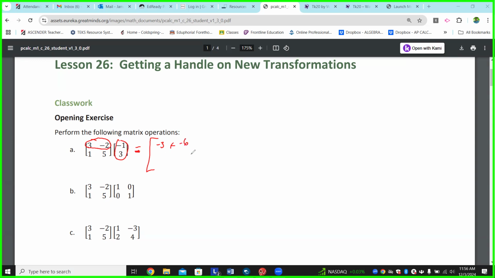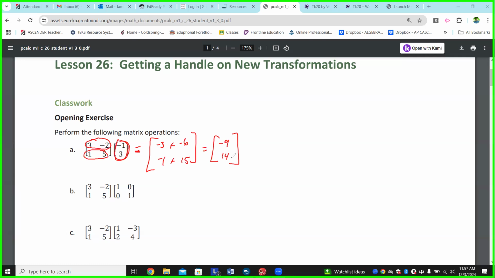If you did that automatically in your head, I'm good with that. But as your teacher, I'm going to show you the complete math there. Then you're just going to take the next row and multiply it by the same column. So 1 times -1 is plus 5 times 3. And then when you actually do that math, -3 plus -6 gives you -9, and -1 plus 15 gives you 14. So any questions on multiplying a 2 by 2 by a 2 by 1?